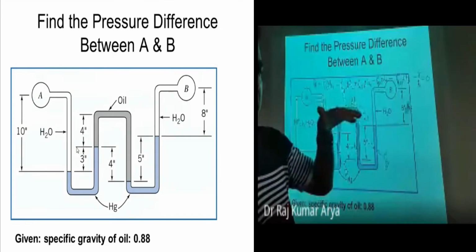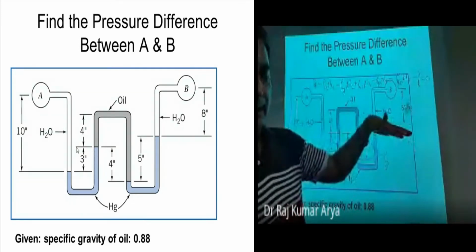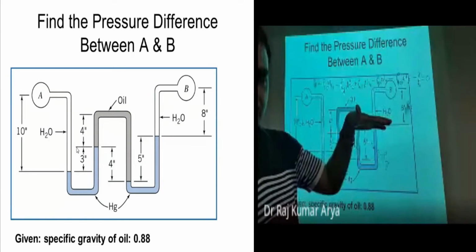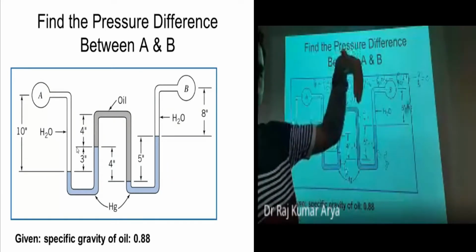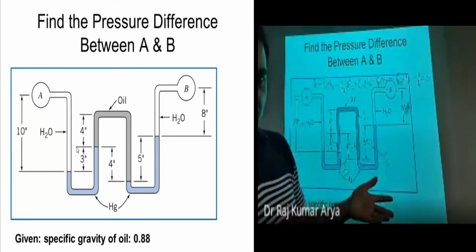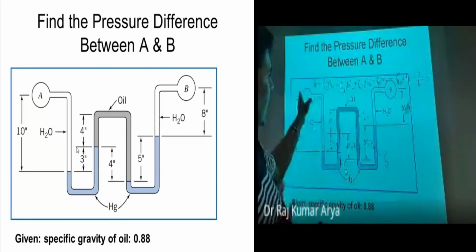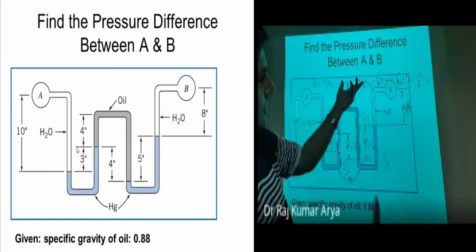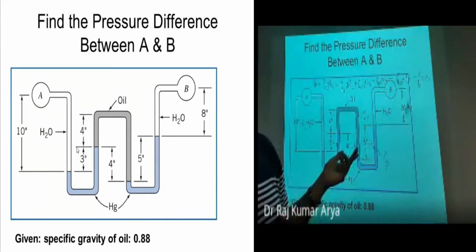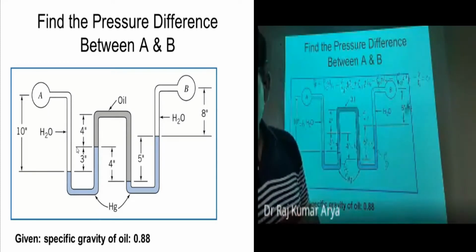And then move in such a way that once you move horizontally, there would be no change in pressure within the same fluid. If you are going down, then pressure would be added. If you are going up, then pressure would be subtracted only. And finally, you have to reach the end point, and after that, you substitute the values there, and you will get the solution for this problem.